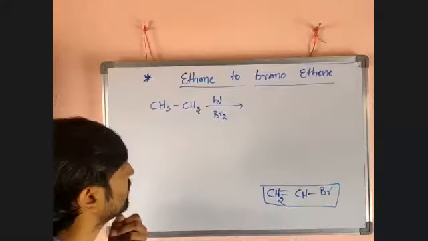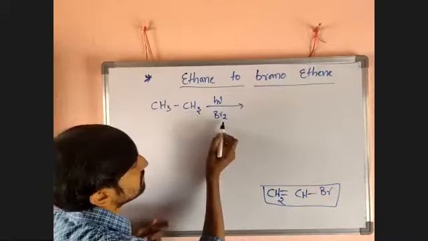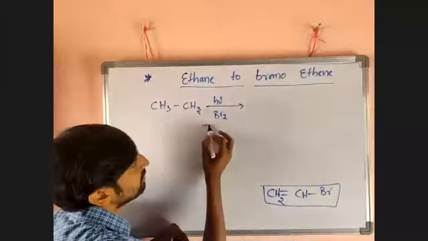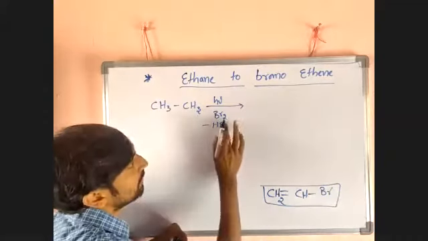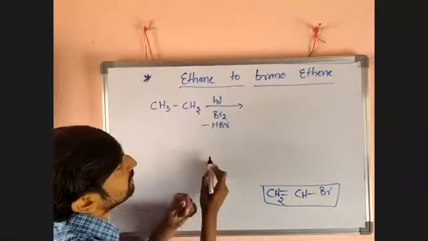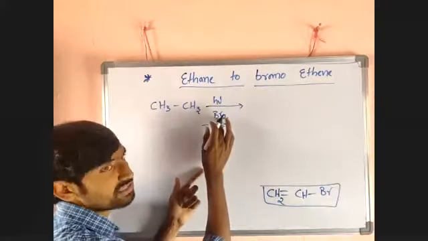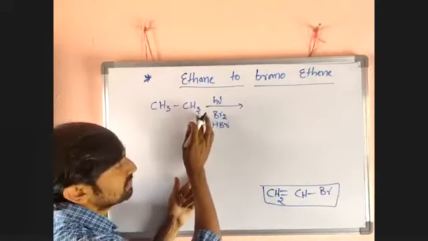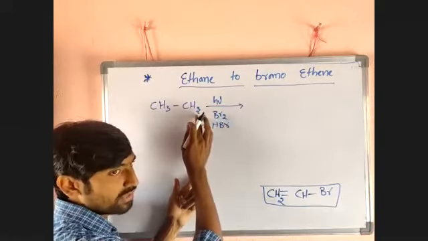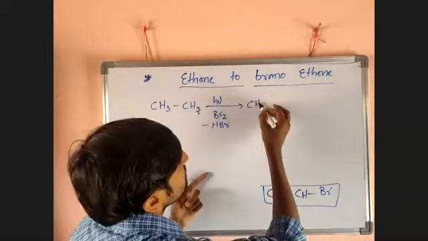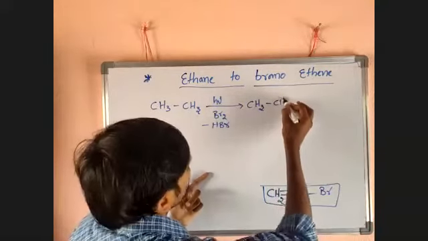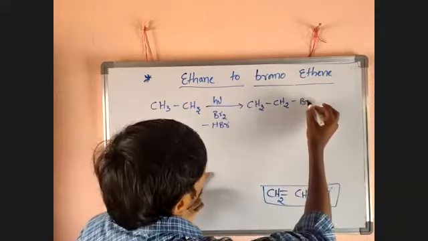Then what's happened? Look here. One of the H will get that Br and be eliminated in the form of minus HBr. Then the remaining Br is there now. That will get attached to that CH2. After elimination of hydrogen, it will become CH2. Now it becomes CH3–CH2–Br.